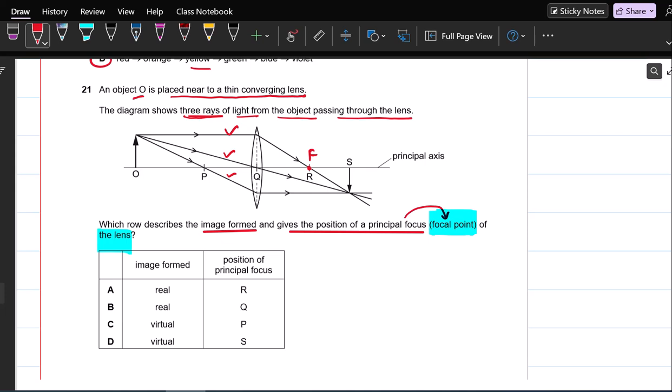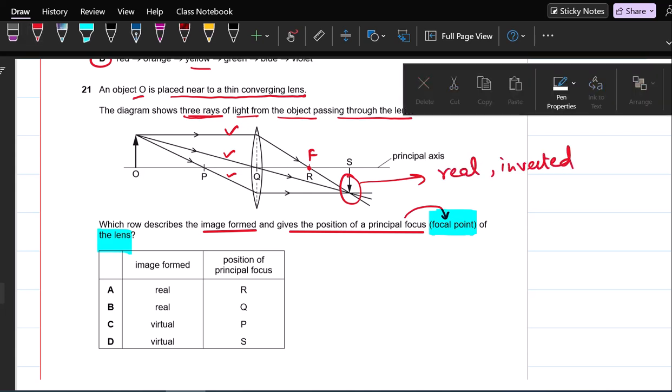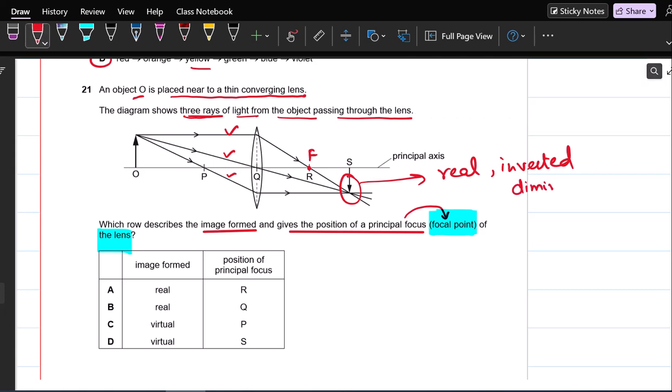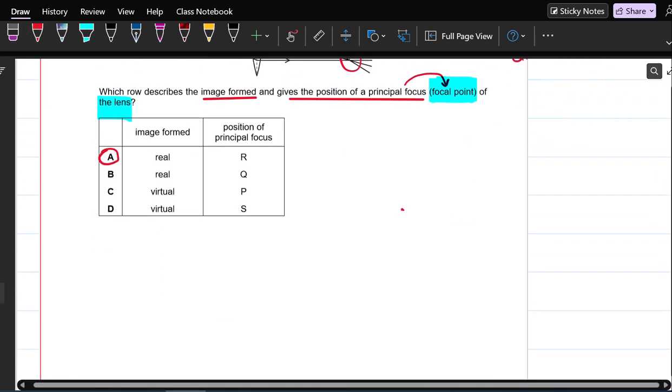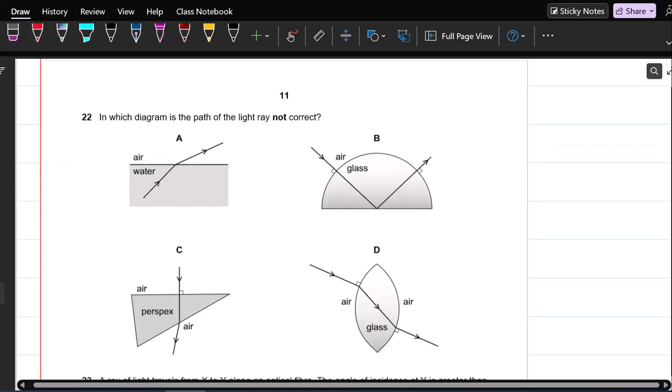This image is known as real, inverted, and it is smaller in size as compared to the object. We name such images as diminished or small size. So image is real and point is R. So A is right here. Image formed is real, position is R. Okay. Moving to question 22.